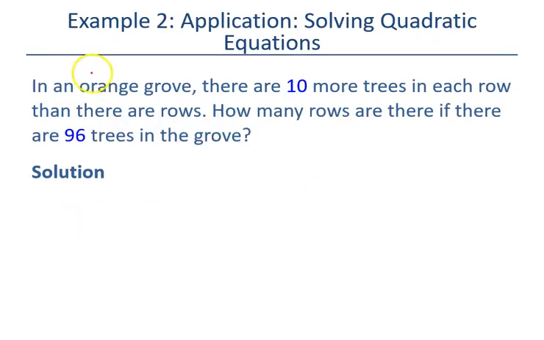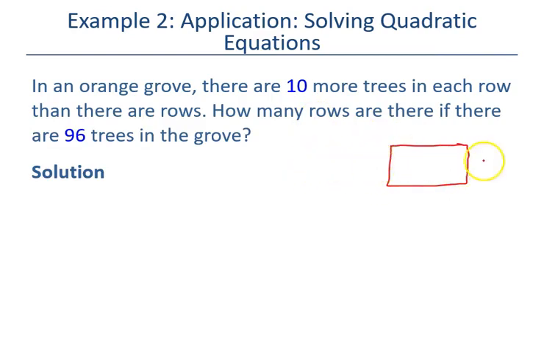Okay, in an orange grove, there are 10 more trees in each row than there are rows. How many rows are there if there are 96? Okay, so we're dealing with an orange grove. So we have something that looks like this. Here's our grove here. Make a very small grove. It's going to have rows and columns.